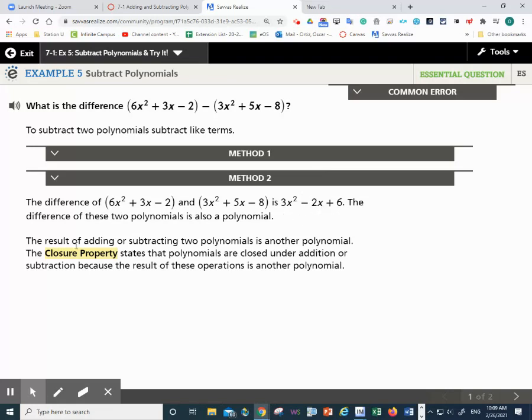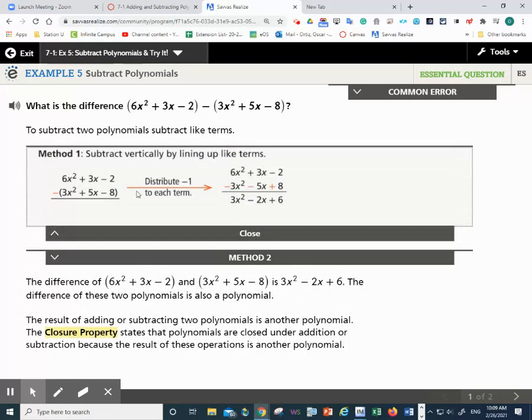Down here, you're going to see the answer. And the first method is to, just like we did before, line up like terms, but notice that I'm not putting down here positive 3x squared, but negative 3x squared. So the minus makes every single sign of the terms inside the parentheses switch. The 3x squared inside the parentheses was positive, so now it's going to be negative.